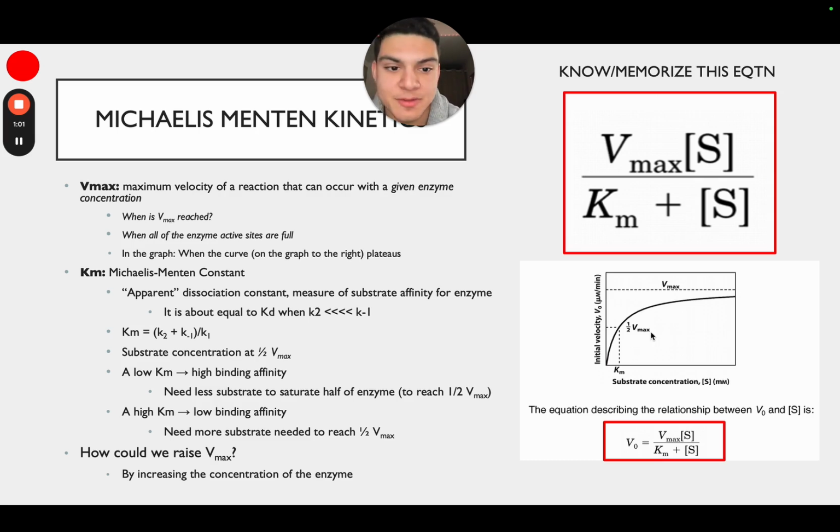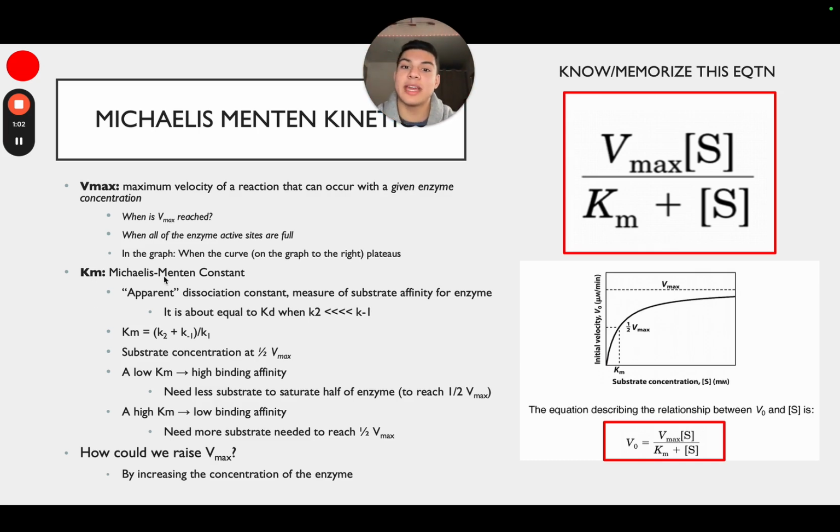So when is Vmax reached? It's when all the enzyme active sites are saturated with substrate. They're full. In the graph, when the curve on the right plateaus, that's when you have reached Vmax. As you can see, it's still increasing, so it doesn't look like it's plateauing yet. It's going to increase up to the Vmax, so you kind of have to approximate.